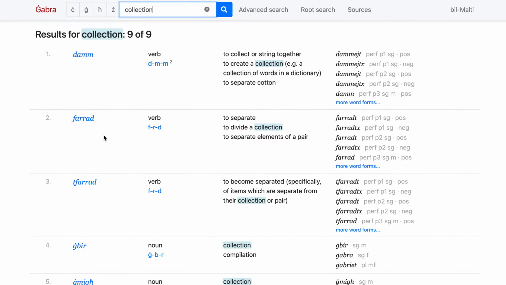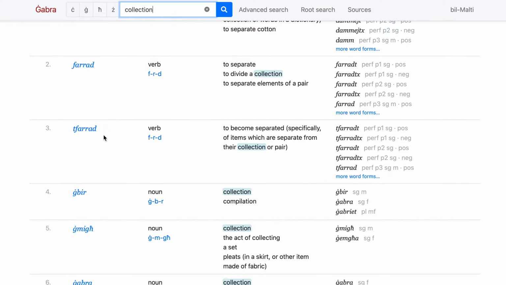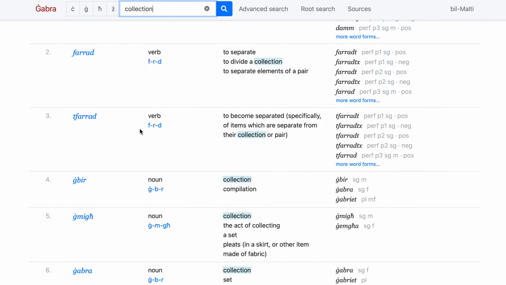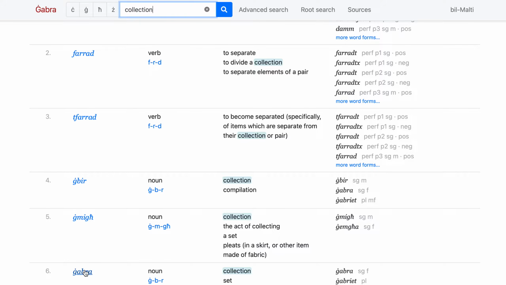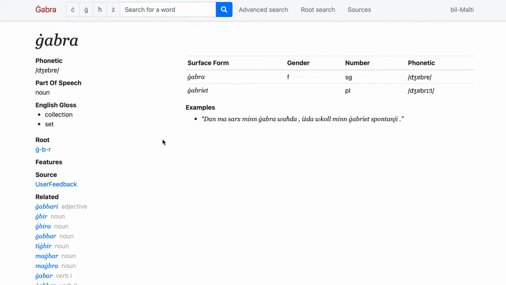But we were looking at Ġabra, and if you scroll down a little, then you see here Ġabra, and we're going to click on it. There you go. And what do you get when you click through? Well, you get the phonetic, so for the pronunciation, Ġabra. Part of speech, well, it's a noun, a collection, and then the English translations set, and then again these root consonants.